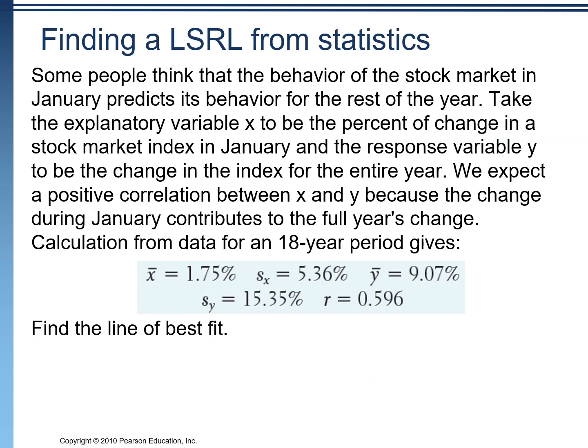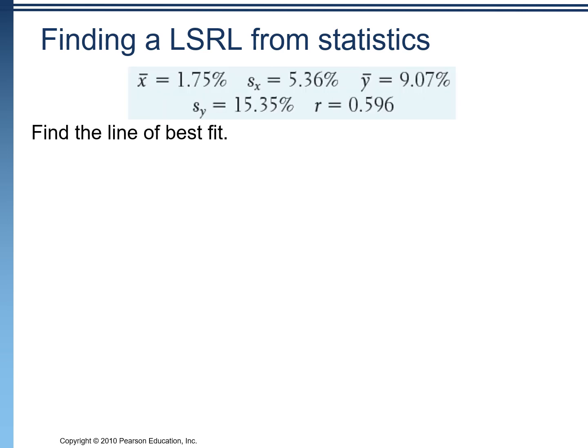Sometimes instead of giving you the actual data, it's going to give you statistics on that data. So here in this example, we have information on the stock market change in January compared to the entire year. The explanatory variable is the change in January, and is that predictive of what the stock market is going to do for the entire year? So based on these 5 values, we can find the actual line of best fit.